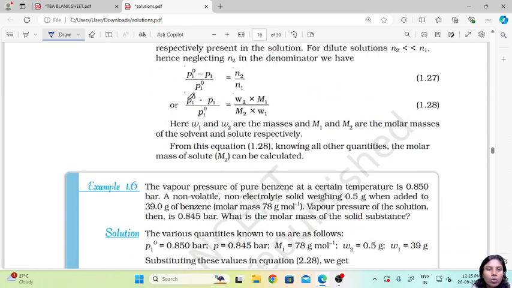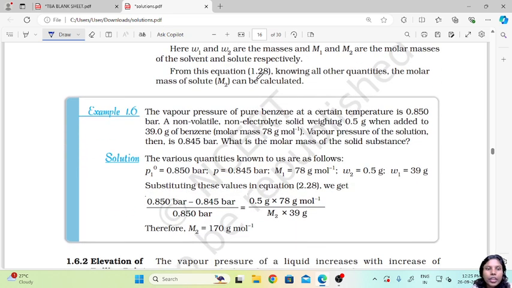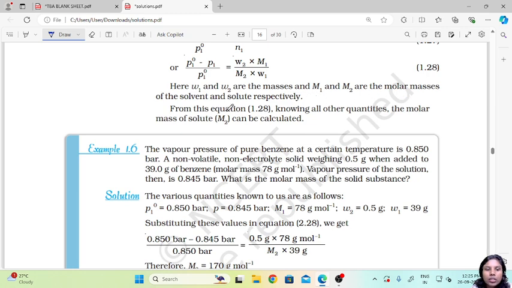Or we can write it in the form of masses and molar masses. The number of moles is the mass divided by the molar mass, so we get W2 into M1 upon M2 into W1. Here W1 and W2 are the masses and M1 and M2 are the molar masses of solvent and solute respectively. Now from this equation, knowing all other quantities, the molar mass of the solute, M2, can be calculated.